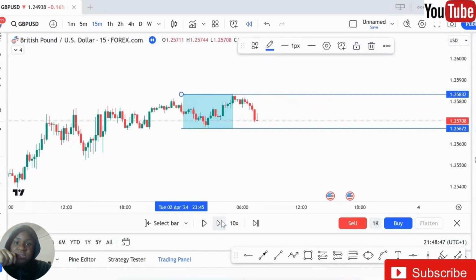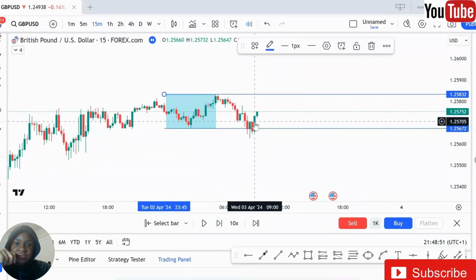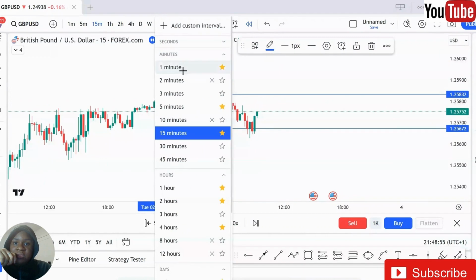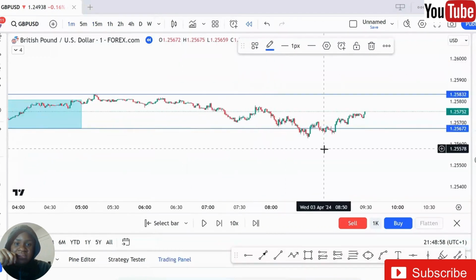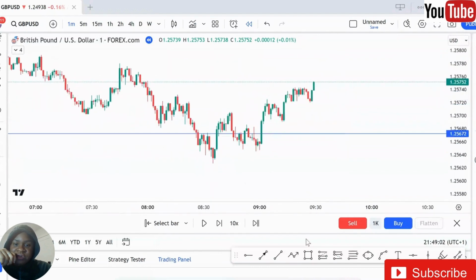So I'll wait for markets to sweep down, right? Market has swept down. Market has swept the low liquidity. Then I'll come down to 1 minute. On 1 minute, oh, I've missed the entry on 1 minute. On 1 minute, my institutional reference point, there was what? There was a shift in market structure here.